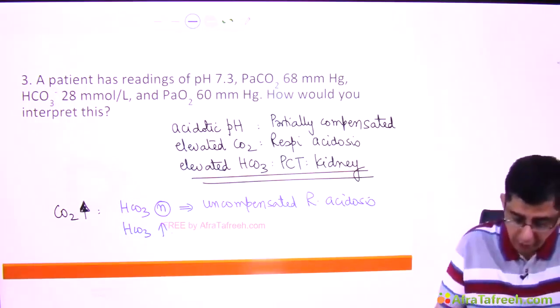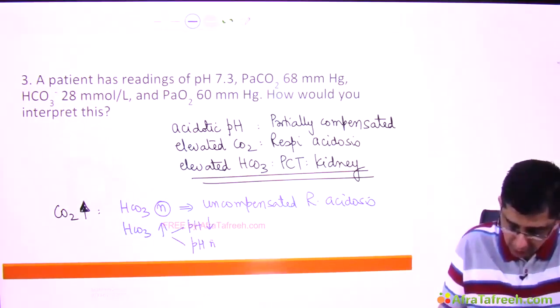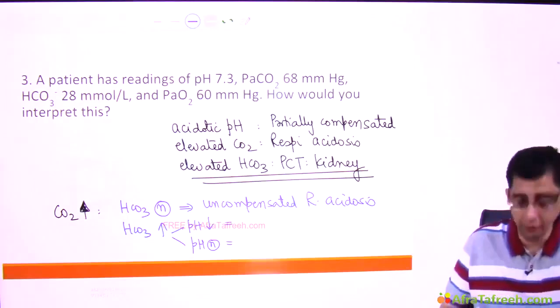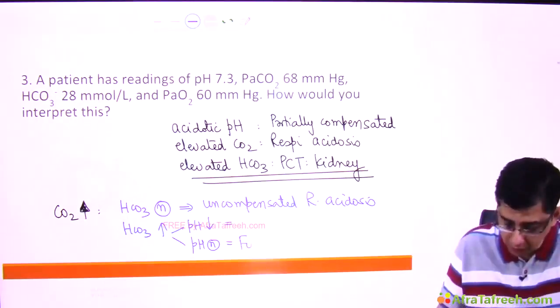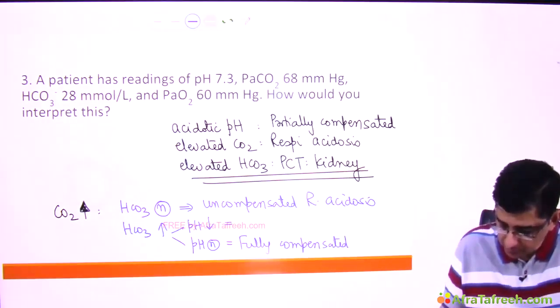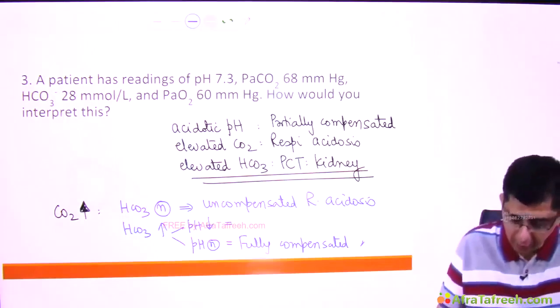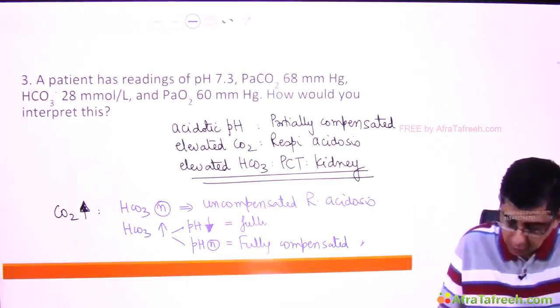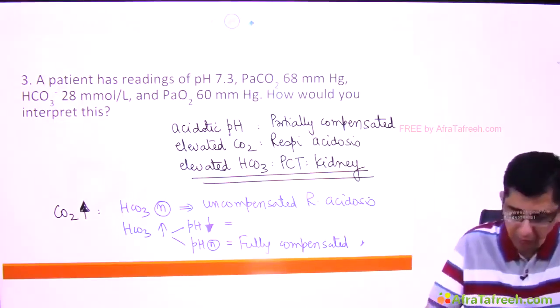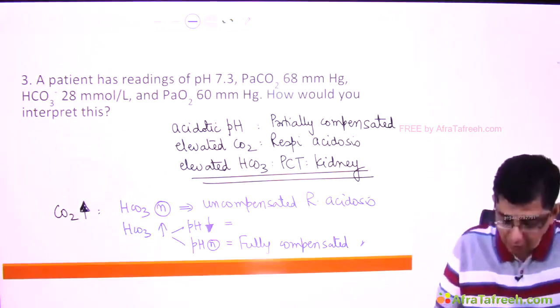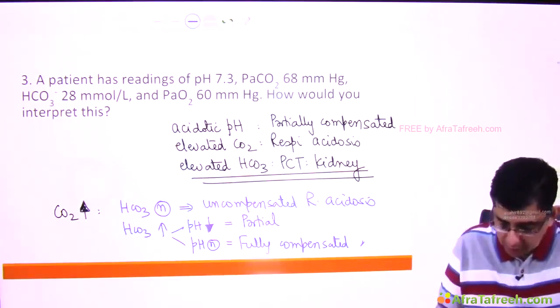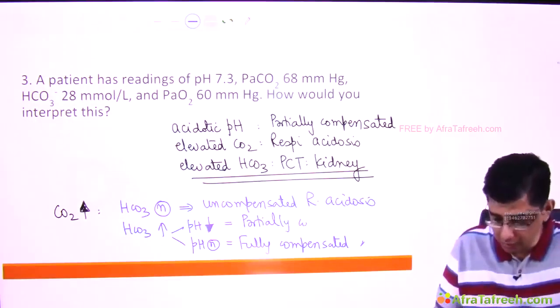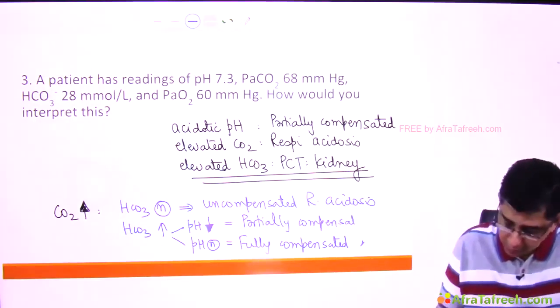If bicarbonate is elevated, then check out the pH. Has the pH normalized or is it still low? If the pH is normalized in the patient, you will say the patient is having fully compensated respiratory acidosis. On the other hand, if you find that the pH of the patient has not stabilized, it is still lesser, the kidney is trying to do its job, but it has not been completely successful. So this, where the developmental work is still on, is called partially compensated respiratory acidosis.